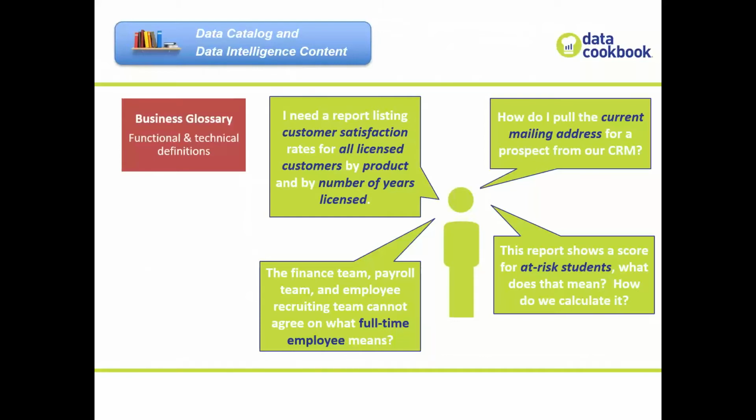The other thing is people say, hey, this report shows a score for at-risk students. What does that mean? How do we calculate it? So this is coming from the perspective of the consumer, right? Somebody who's looking at this report and saying, I don't know what this means. How is this calculated, right? And being able to link out to or reference a glossary so that they can get clear documentation and clarity and transparency on what that term means and how it's calculated and even where it's coming from if necessary. So there's some example of the use of a business glossary.